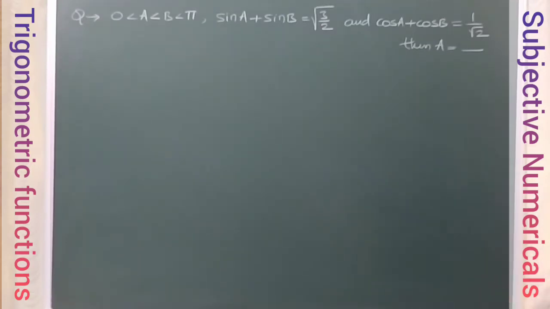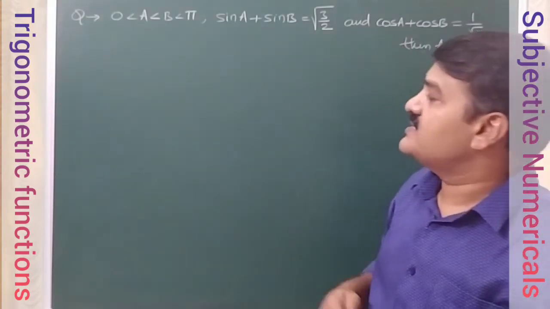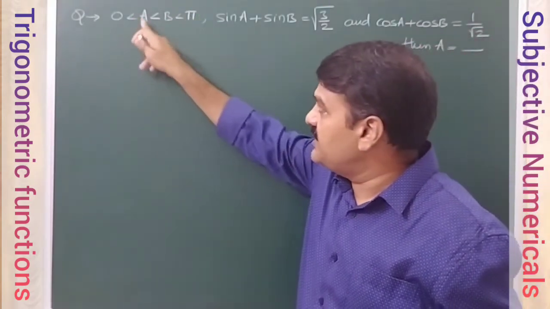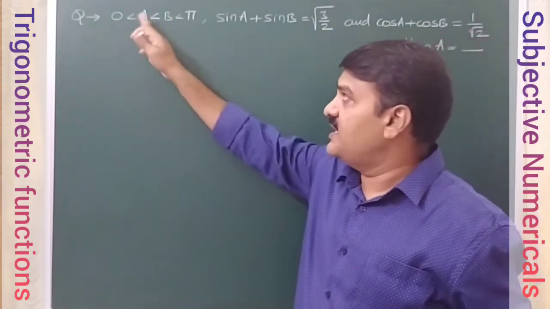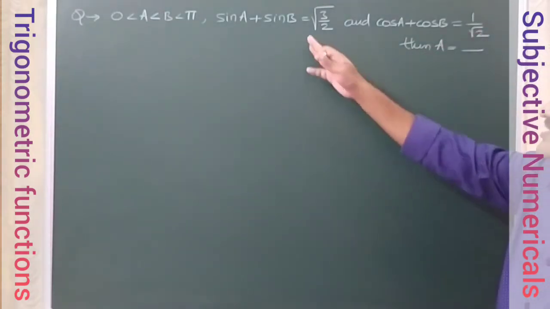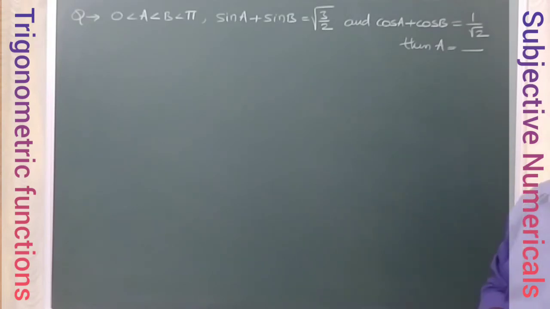Okay, this is the second question we have on the board. 0 less than A less than B less than pi. That means A and B are both between 0 and pi, and specifically A is less than B. Two equations are given, and we have to find angle A. The value of angle A is required.